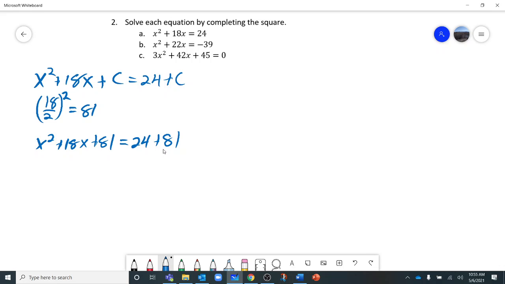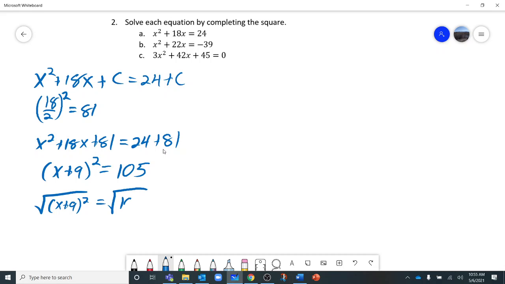And I'm going to rewrite the left-hand side as my perfect square binomial. X plus 9 squared is equal to 105. We're going to take the square root of both sides. I don't know that I'll go through as much detail in the other ones, but we're going to do that. And that gives us x plus 9 equals the square root of 105, which is not a perfect square.